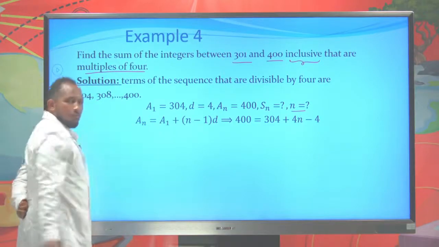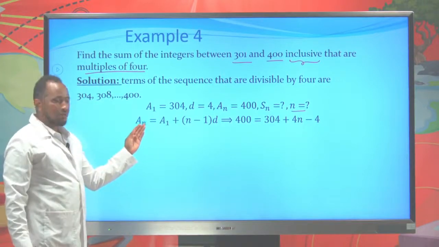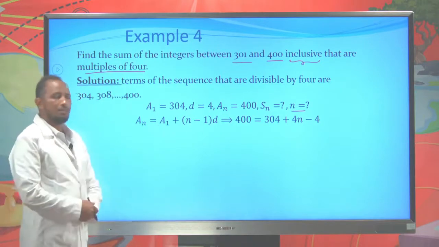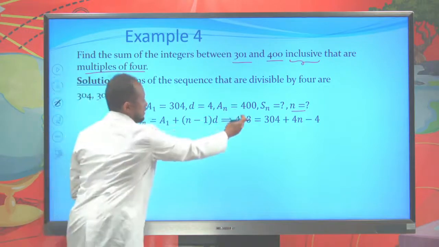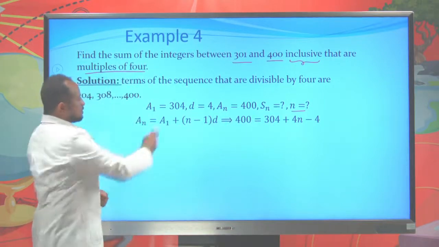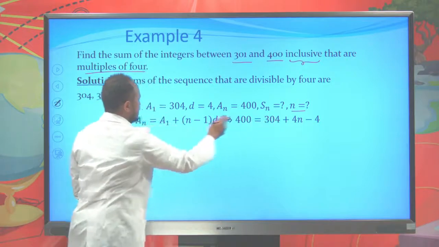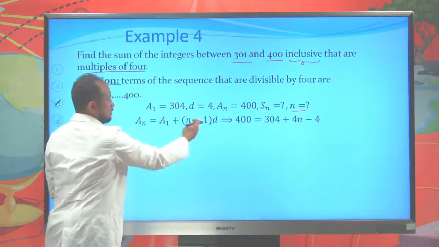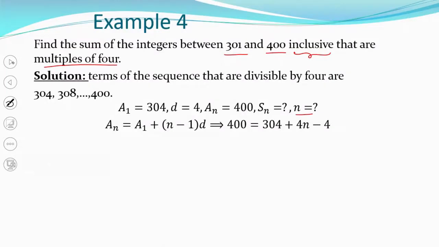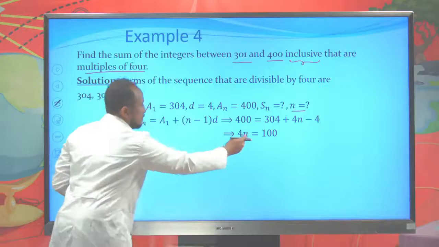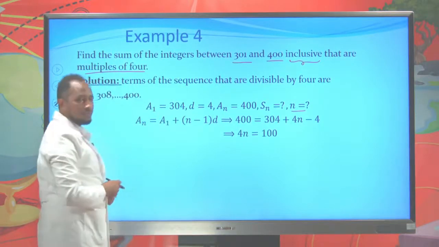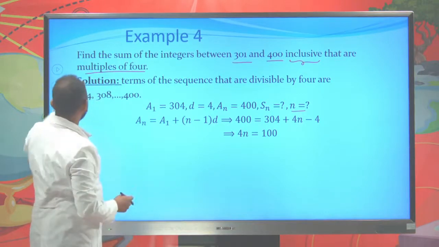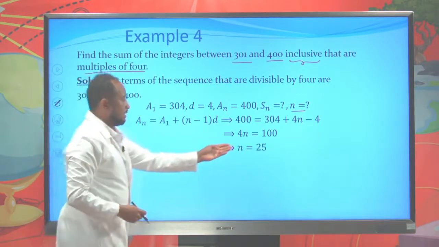I hope you remember this formula. The nth term of an arithmetic progression is given by a1 plus n minus 1 times d. So from this, the nth term is 400. 400 is equal to, the first term is 304, plus n minus 1 times d. If you multiply this by 4, you get 4n minus 4. So from this, 4n is equal to, shifting 300 to the other side, 400 minus 300 is 100. So dividing this by 4, you get n is 25.